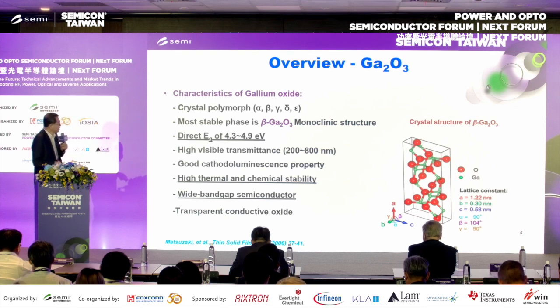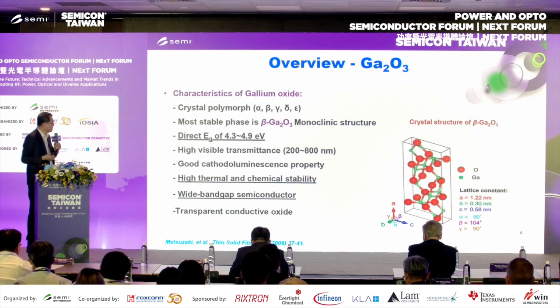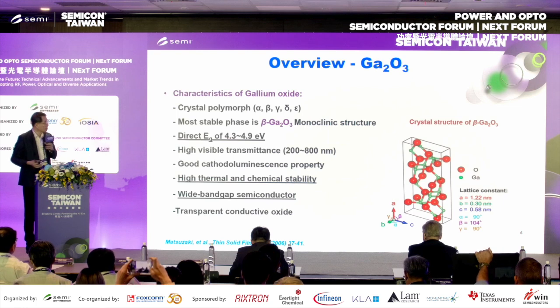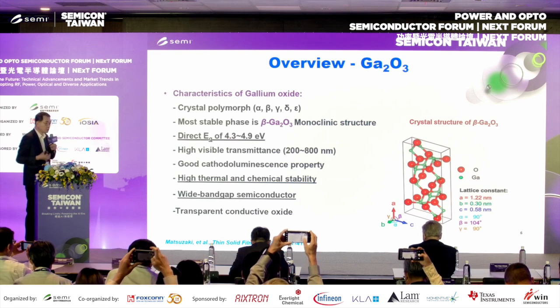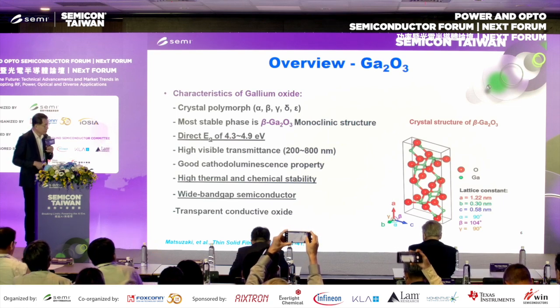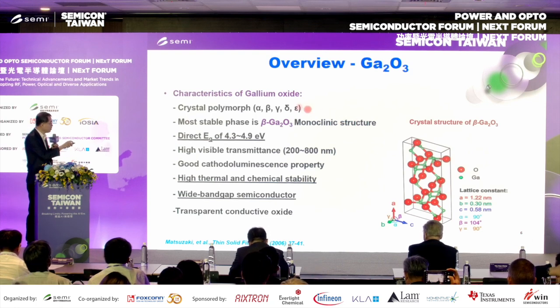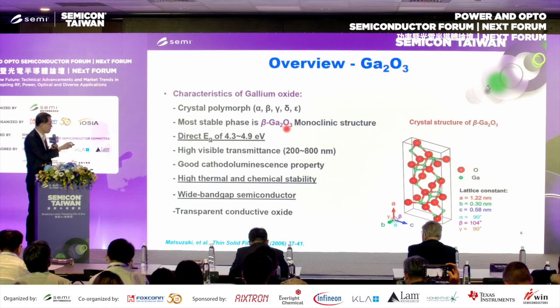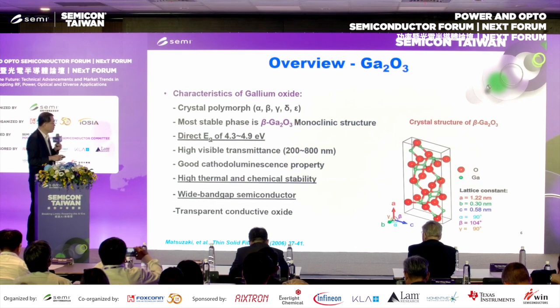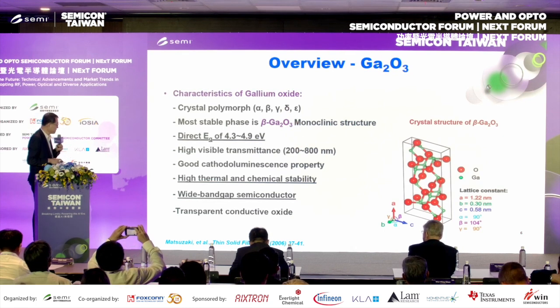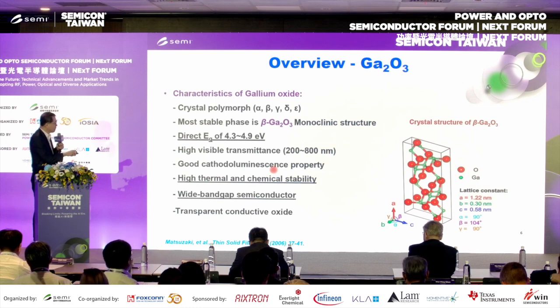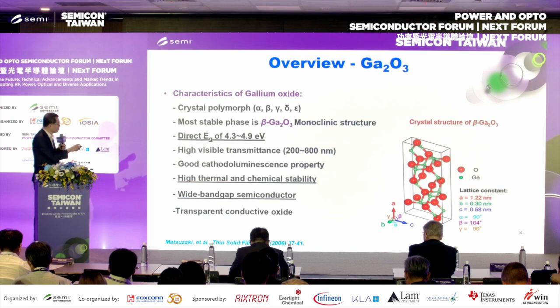Gallium oxide has various kinds of crystal polymorphs: the alpha phase, the beta phase, and gamma, delta, epsilon. The most stable phase is beta gallium oxide. The bandgap covers a wider range because different crystal phases yield different bandgap energies.